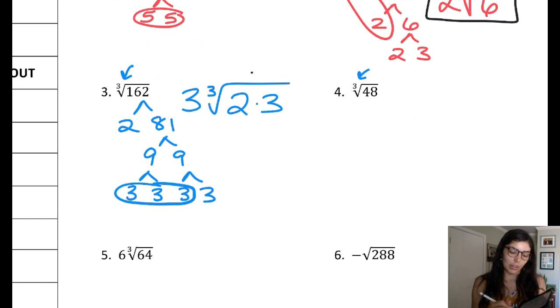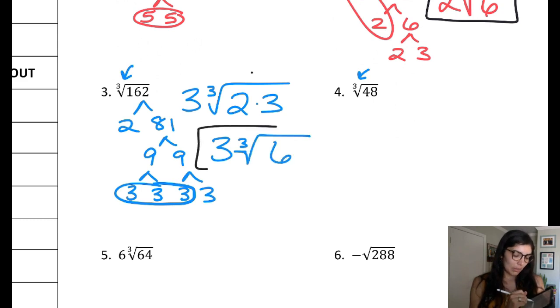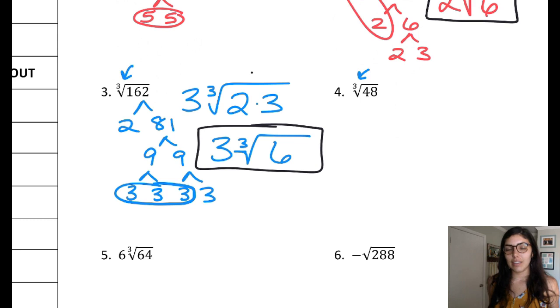Oh, I'm not done yet. I almost boxed that answer. We'd have to actually multiply these out. Come on, squiggly. 3 times the cube root of 6 is the simplified radical form.